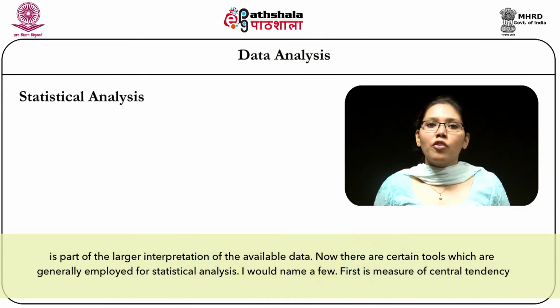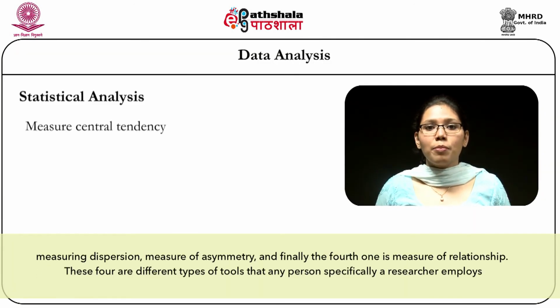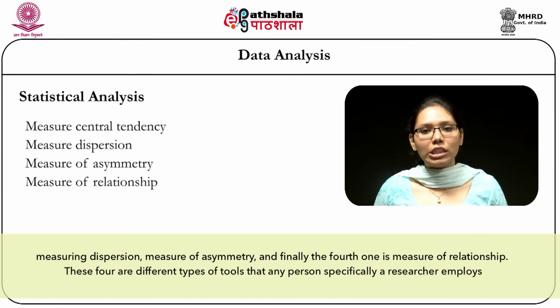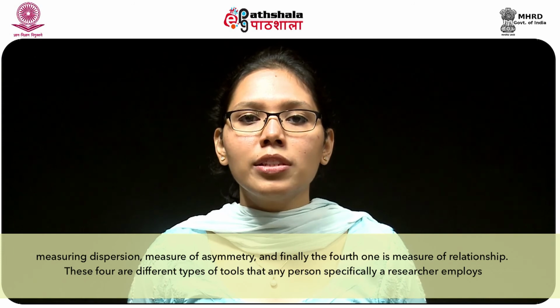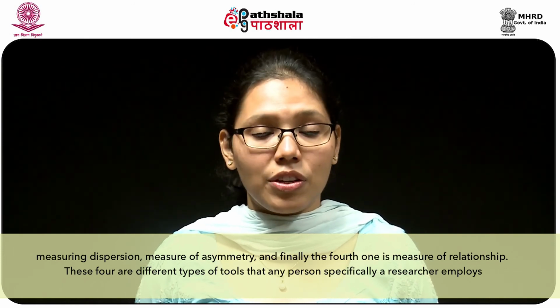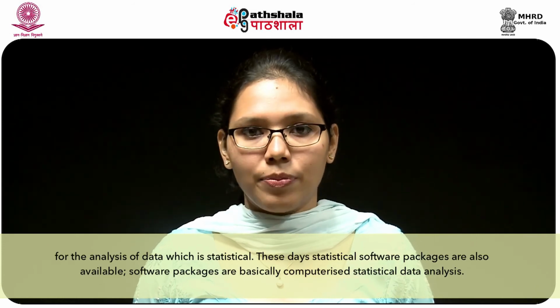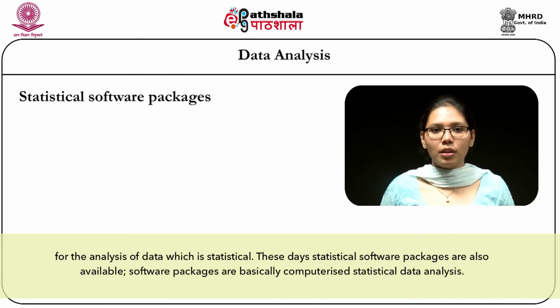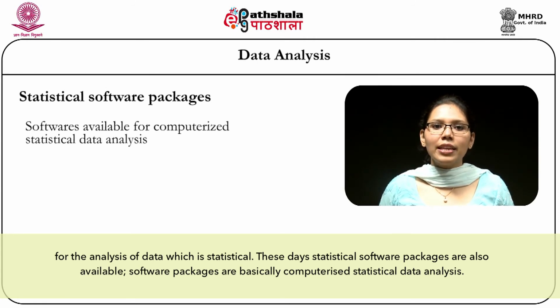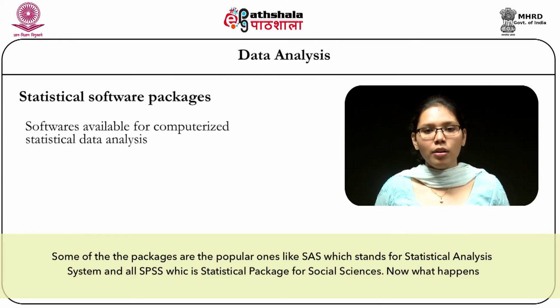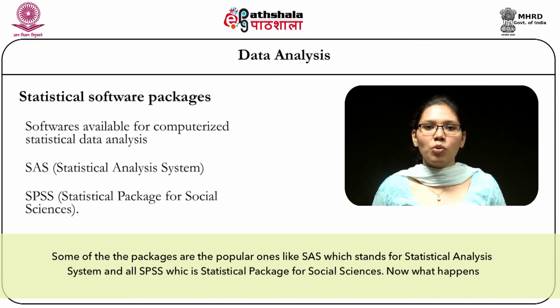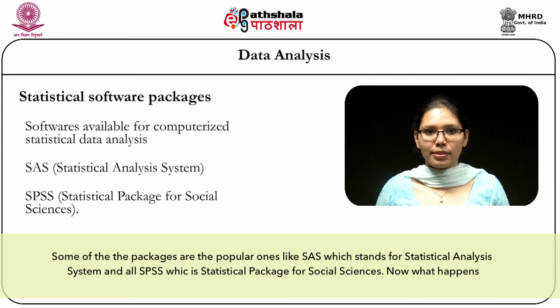Now, there are certain tools which are generally employed for statistical analysis. I would name a few. First is measure of central tendency, second is measure of dispersion, third is measure of asymmetry, and finally the fourth one, measure of relationship. These four are different types of tools that any person, specifically a researcher, employs for the statistical analysis of the data. These days, statistical software packages are also available. Software packages are basically computerized statistical data analysis. Some of the popular ones are SAS, which stands for Statistical Analysis System, and SPSS, which is Statistical Package for Social Sciences.